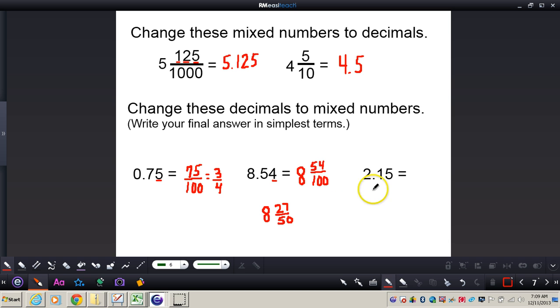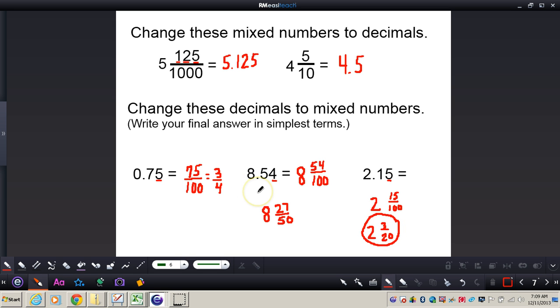Reduce to simplest terms. Now my 2.15, 2 and 15 hundredths, we write 2. Now since my 5 fell in the hundredths place, we're going to write 15 over 100. All right, and we're going to reduce this to simplest terms. We have 2 3/20 for my answer.